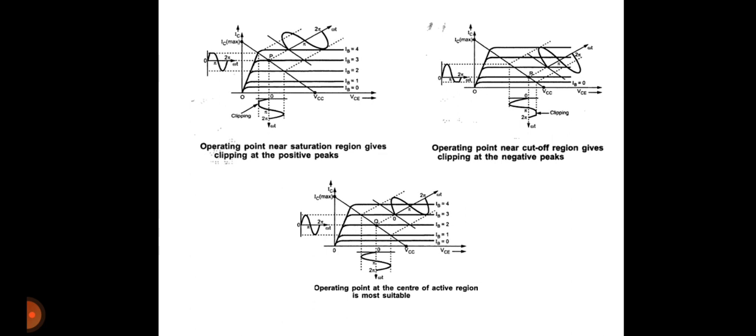In the third graph, the Q point is exactly located at the center of the DC load line. Here we see that nothing is clipped in either the positive or negative peaks of the signal at its output. So that means the location of the Q point at the middle is the most suitable one. If it is located at the center of the DC load line, we will get faithful amplification at the amplifier output.